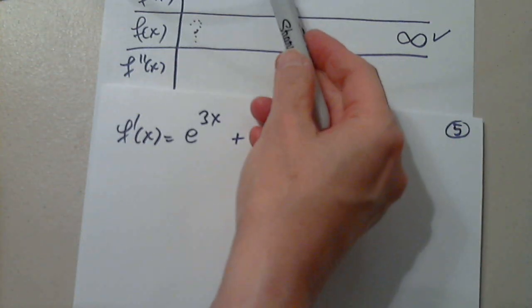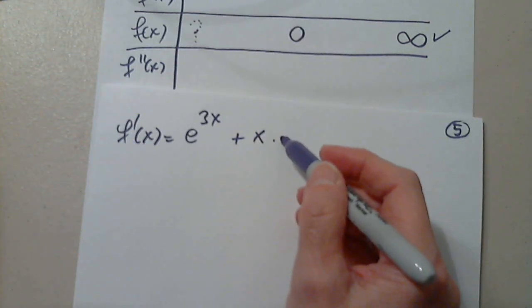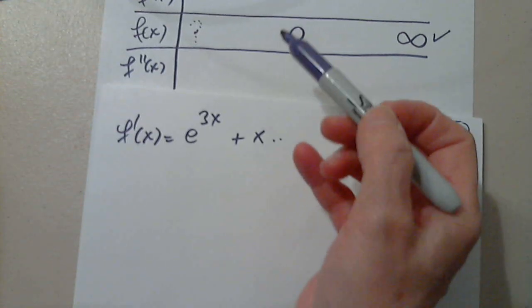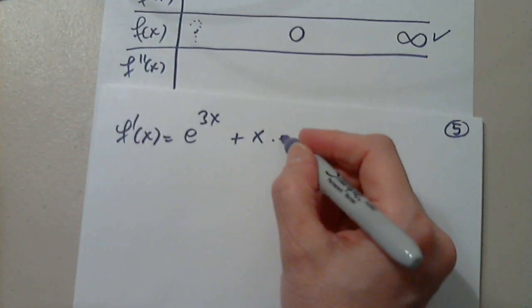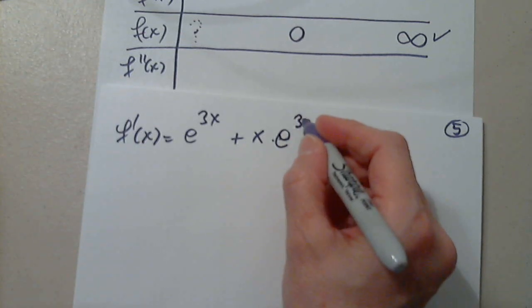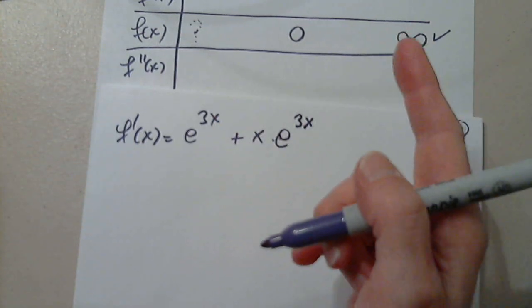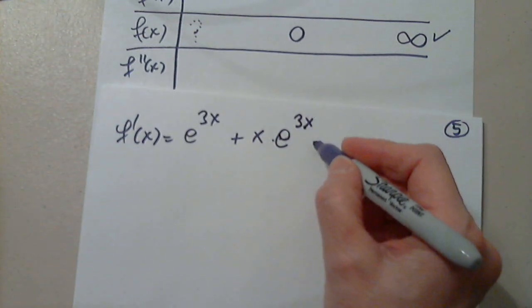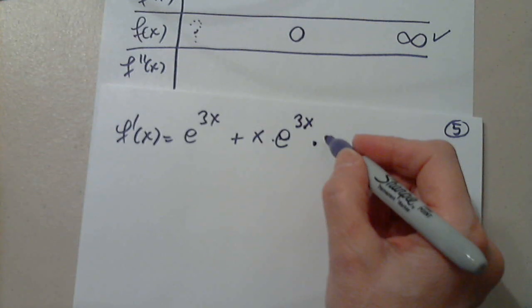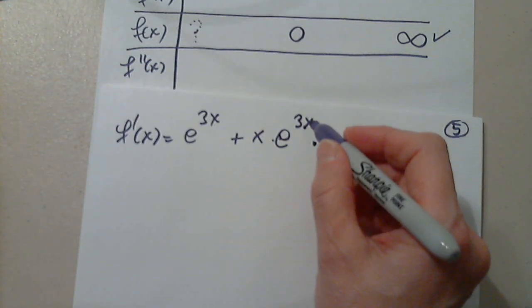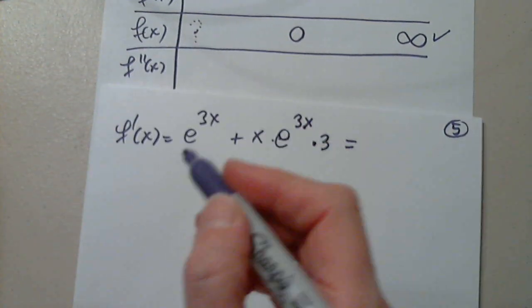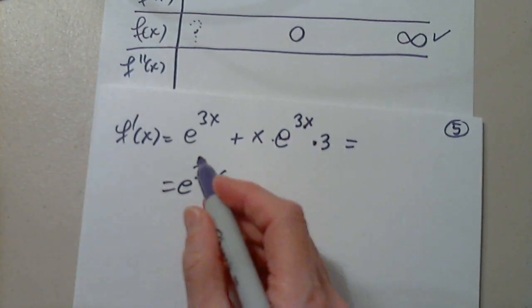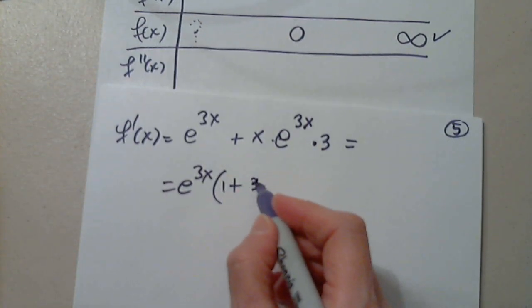How do we differentiate e to 3x? Would it be x times 3? You mean e to 3x? E to a function prime is e to the function times the inner function prime, which is? The x. The inner function prime. Oh, straight. Very good. So now we factor e to 3x, and we have 1 plus 3x.